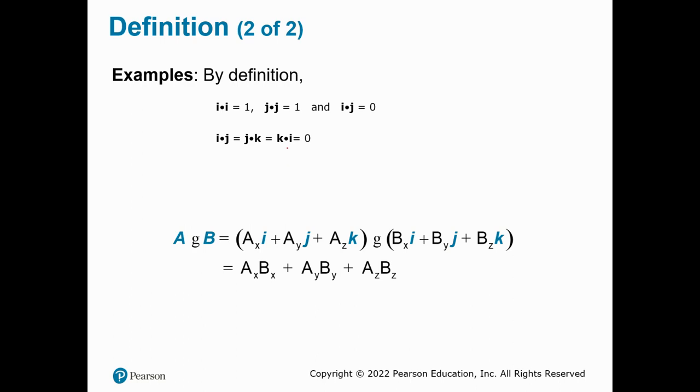Over here shows you, whenever you try to do the dot product between your i, j, k, just keep in mind that the dot product of i, j, k with each other is always going to be zero. The dot product of i, j, k with itself will always be 1.